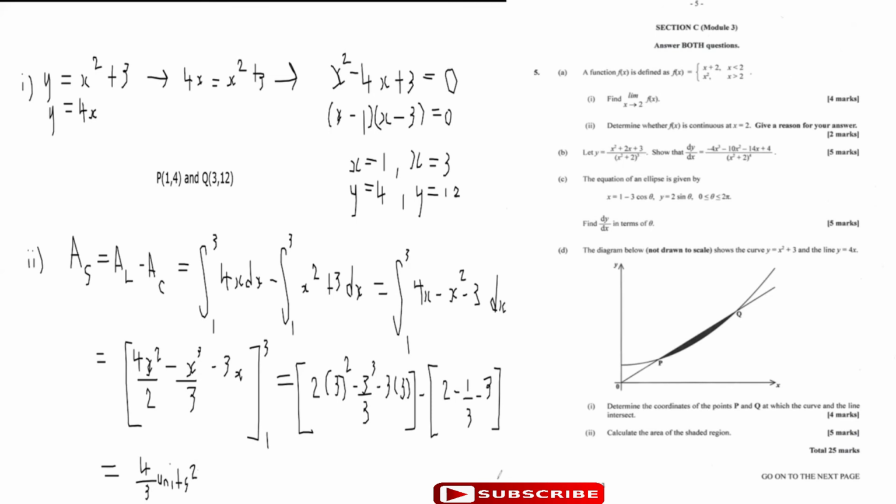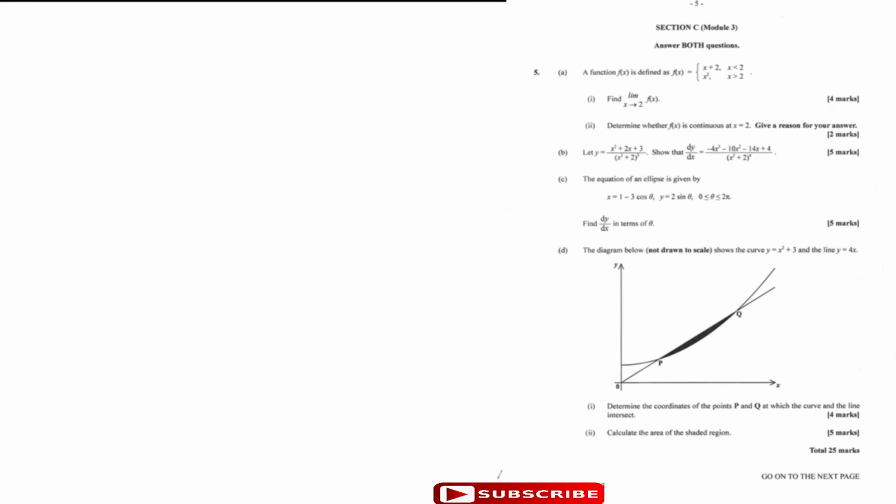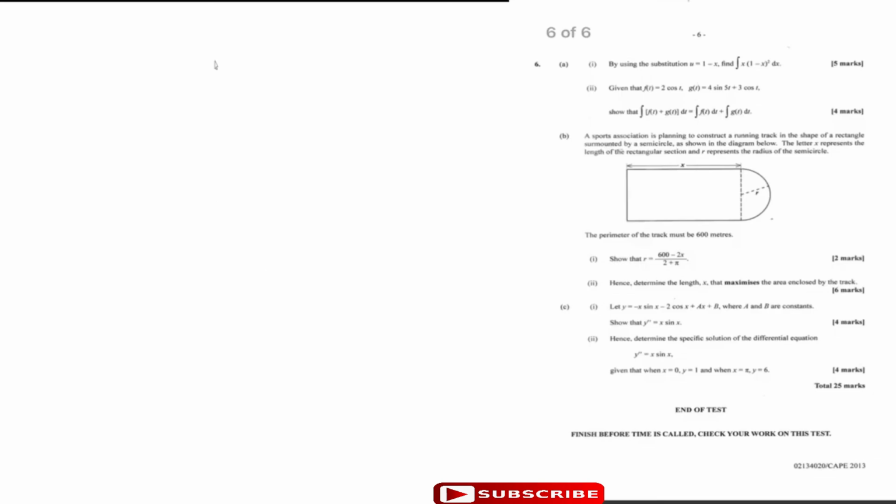Now we're at the final question of the paper. And the final question of the paper, we have right here, question number 6. It says that by using the substitution, u is 1 minus x, integrate x times (1 minus x) squared. So I like to call my integrals I. So let I be equal to the integral, well, it's an indefinite integral, the integral of x times (1 minus x) squared.